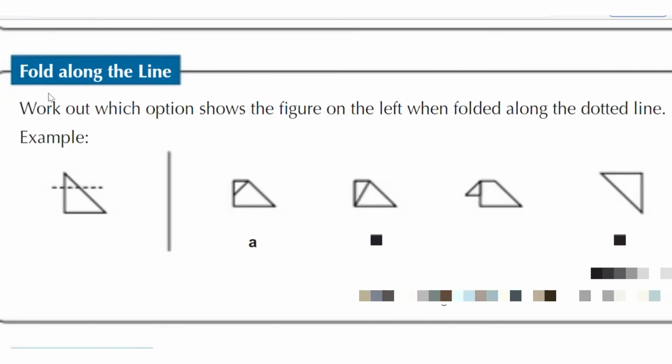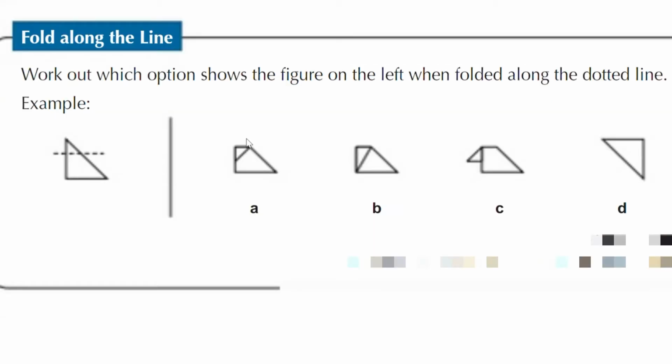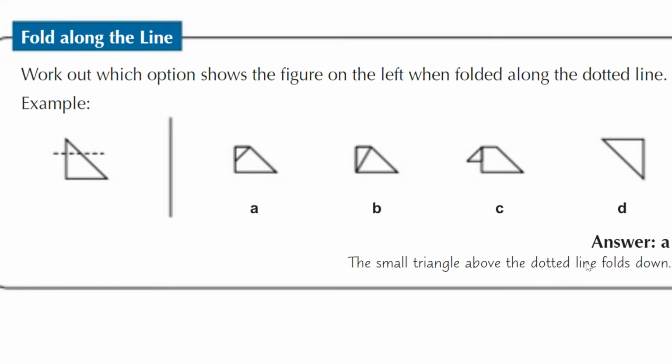This one is fold along the line. Work out which option shows the figure on the left when folded along the dotted line. So when you visualize in your mind, just like when you're doing origami, draw a line there. When you fold it up, you'll see that it will be an A. So the small triangle above the dotted line folds down, and that's why it's A.